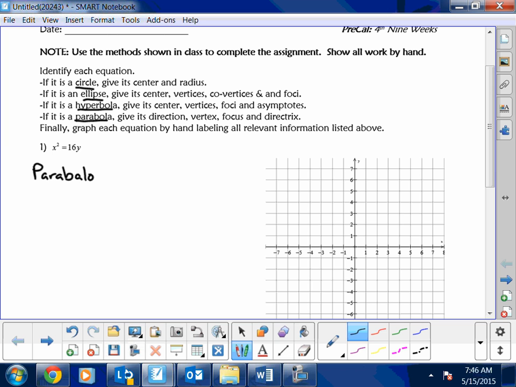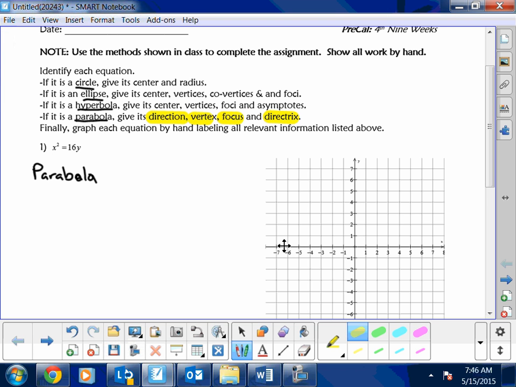Hold on, got to switch the O and the A. All right, so with this parabola, what they want us to do now is they want to know the direction. Here, let me highlight them for you. We want to know the direction, vertex, focus, and directrix.